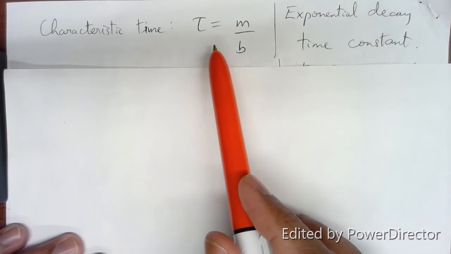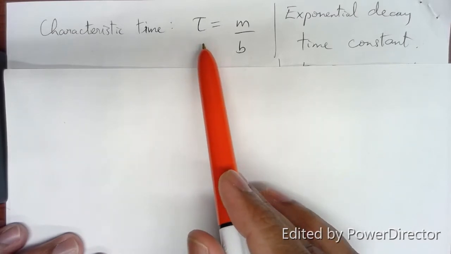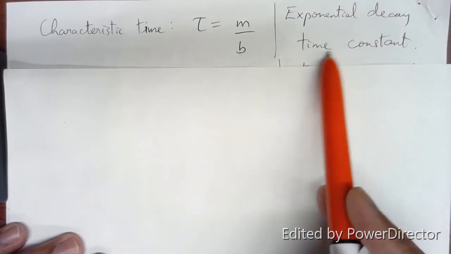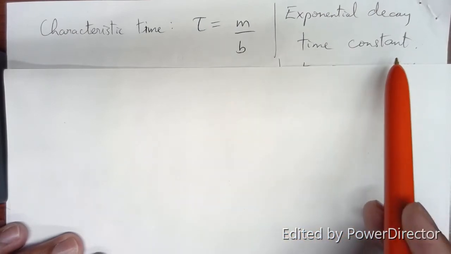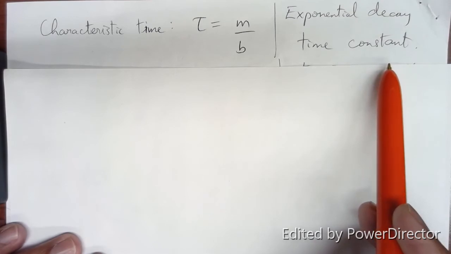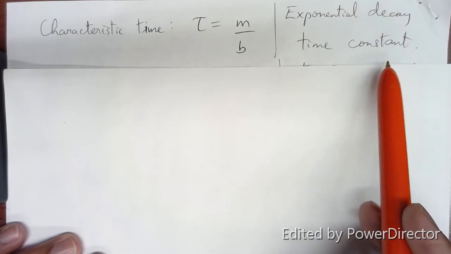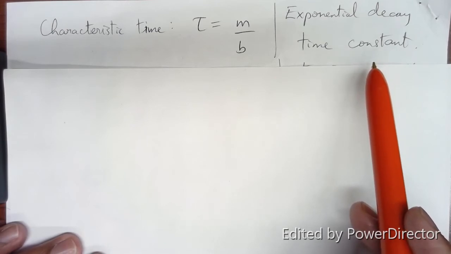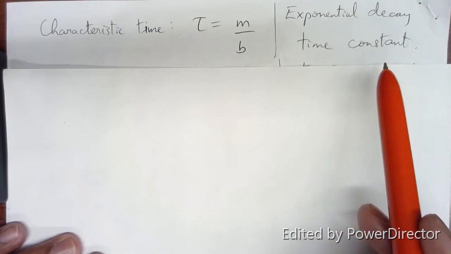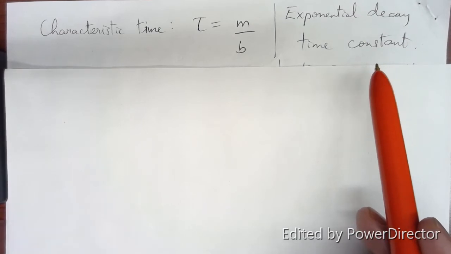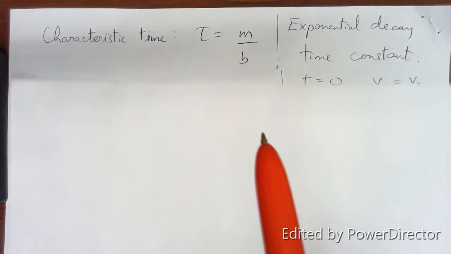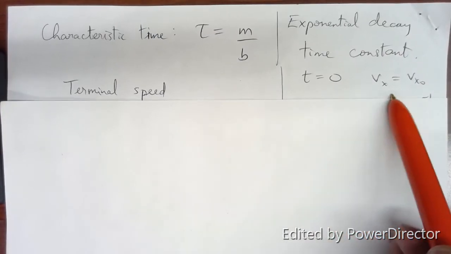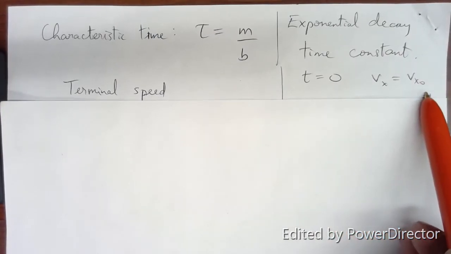Let us examine the characteristic time tau again. So it's given by m over b, and we see that it is an exponential decay time constant. Again, these time constants were seen when we dealt with capacitors charging or discharging, or when we dealt with inductors having the current through them changing.